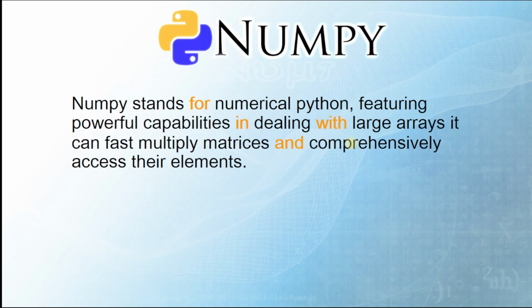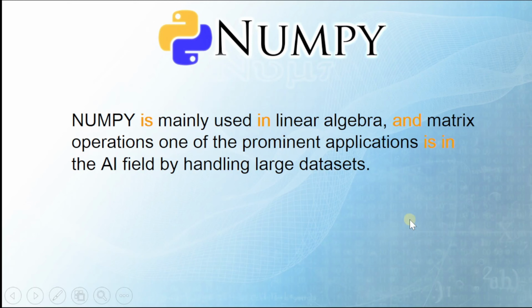NumPy stands for Numerical Python, featuring powerful capabilities such as dealing with large arrays or matrices, matrix multiplication, comprehensively accessing the elements, slicing, array selective sorting or selective search, filtering, etc. So it is mainly used in linear algebra and matrix operations such as transpose, matrix product or dot product. Dot product means element by element, okay? It is also used in prominent applications such as in the artificial intelligence field, as it handles large data sets.